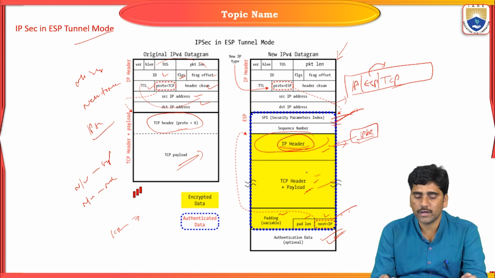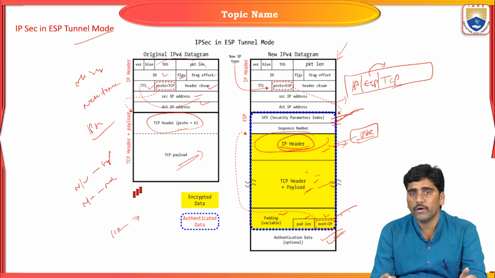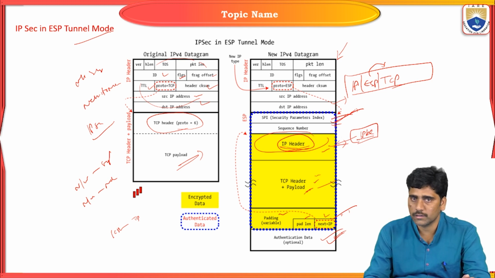This is the way we can understand how encapsulating security payload works in both transport mode as well as tunnel mode. By these services from transport mode and tunnel mode, we can say that ESP provides security and is a part of the IP security policies and services. This is the way we can understand.